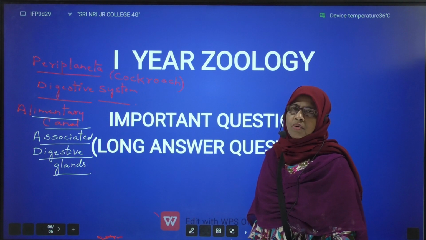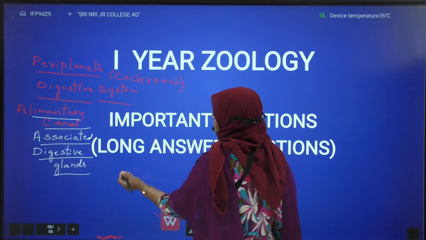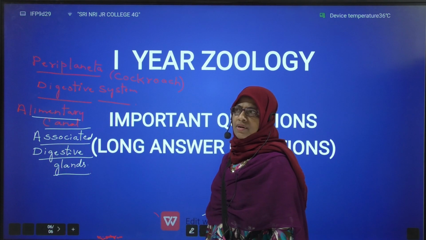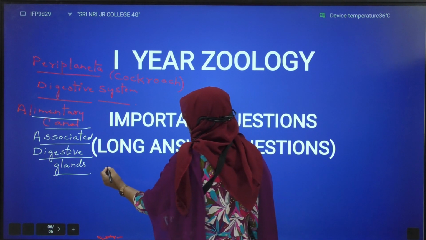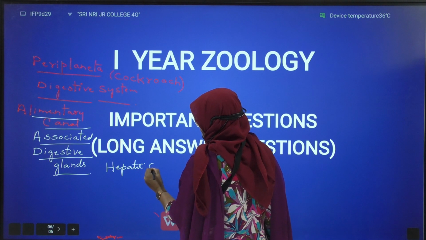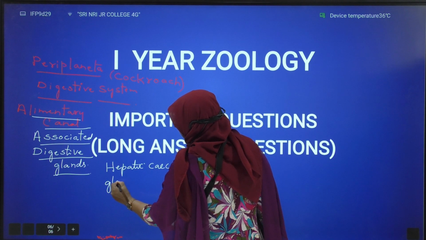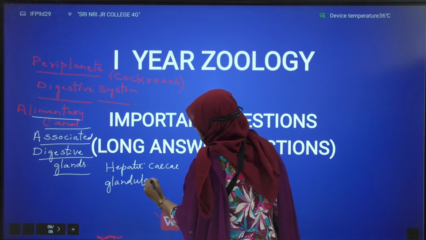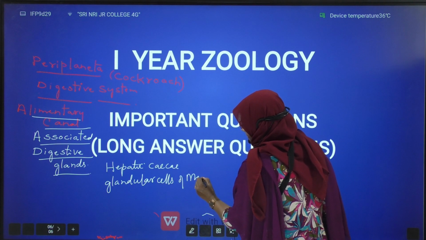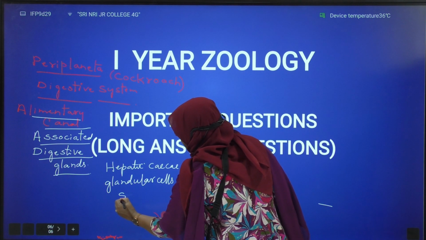Alimentary canal of cockroach is a long tube. It is coiled at some places. And associated digestive glands include hepatic caeca, glandular cells of the mesenteron, and salivary glands.